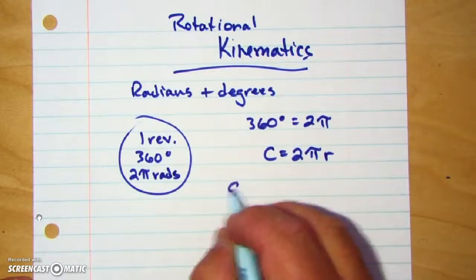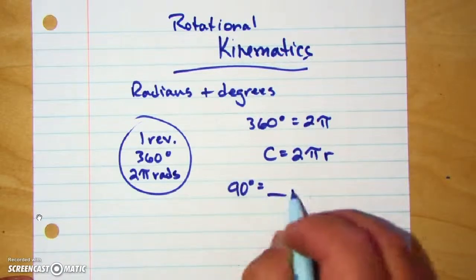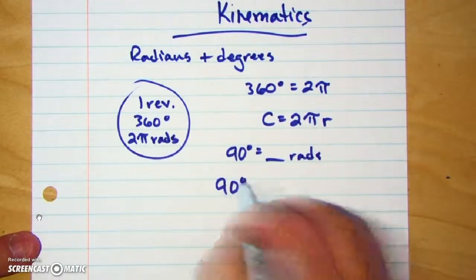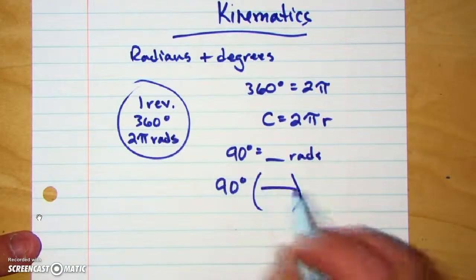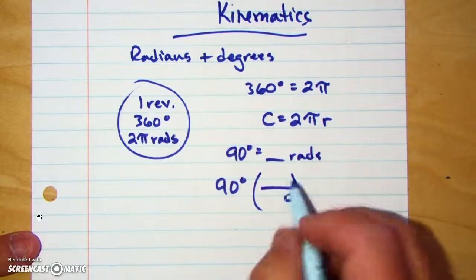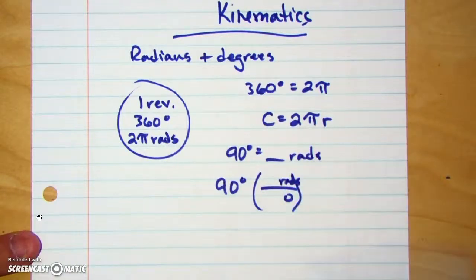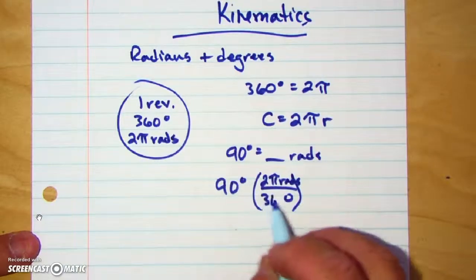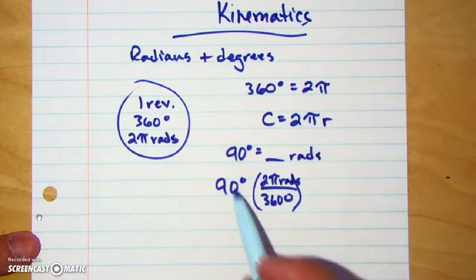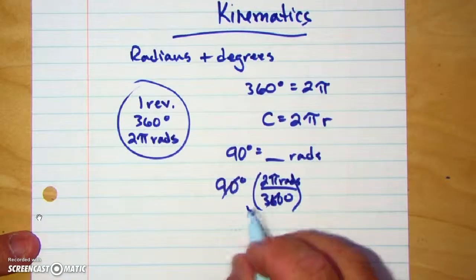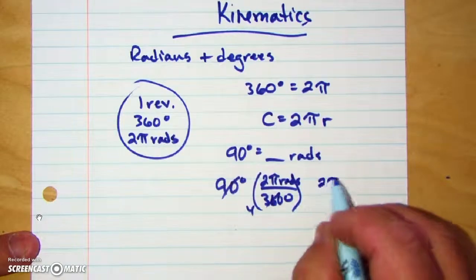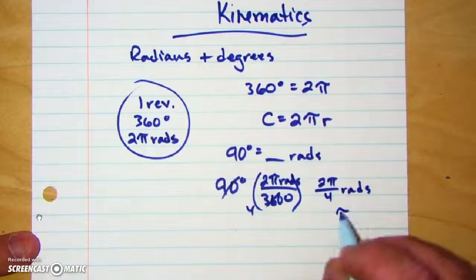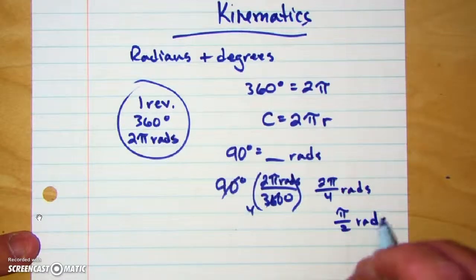So for example, if I wanted to say 90 degrees was equal to how many radians, well, I simply go 90 degrees. And again, I'm going to multiply by 1, but I'm going to choose wisely. I want degrees on the bottom. I want rads on the top. Make that fraction equal to 1. I get 2 pi divided by 360. So that becomes 1 over 4. So I get 2 pi over 4 rads, which is, of course, pi over 2 radians.